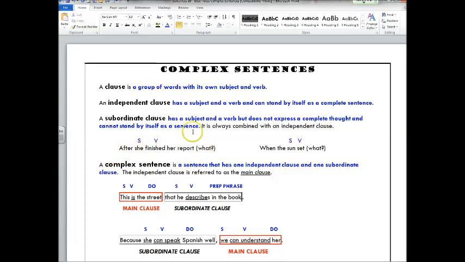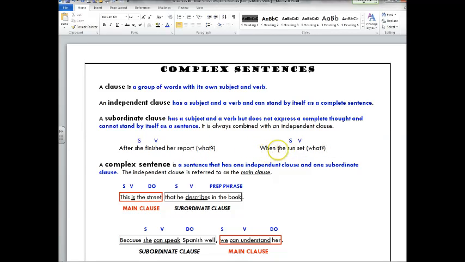So, for example, after she finished her report, we have a subject and we have a verb. She finished. But we're left with, well, what happened after she finished her report? This is an incomplete thought. After she finished her report, what? This is a subordinate clause, subject, verb, but does not express a complete thought. It is a fragment.